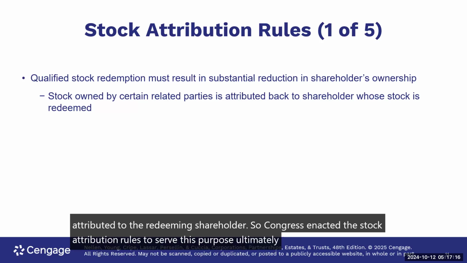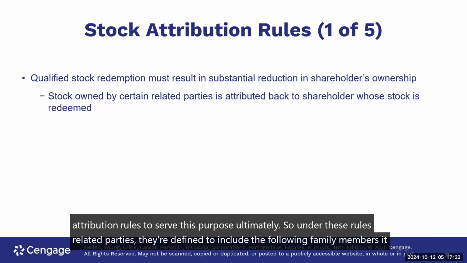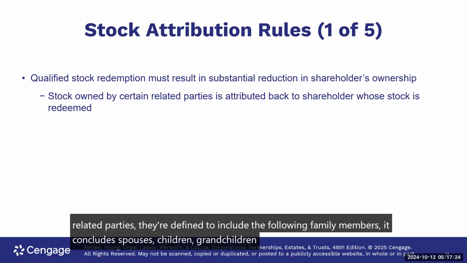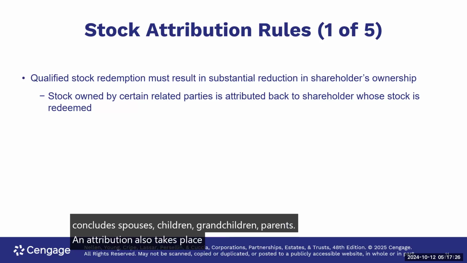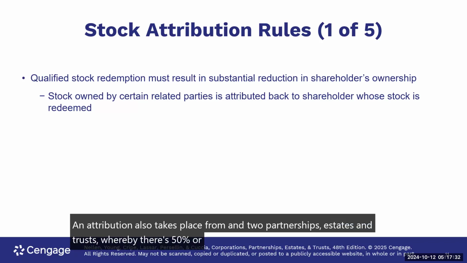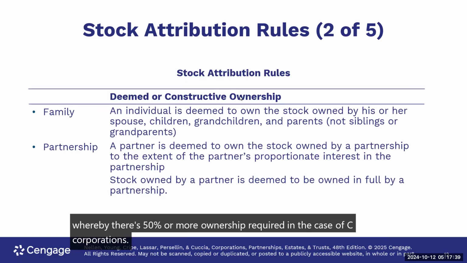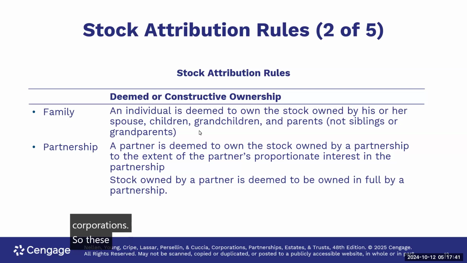So under these rules, related parties are defined to include the following family members. It can include spouses, children, grandchildren, parents. And attribution also takes place from and to partnerships, estates, and trusts, whereby there's 50% or more ownership required in the case of C corporations. So these are the rules for family.